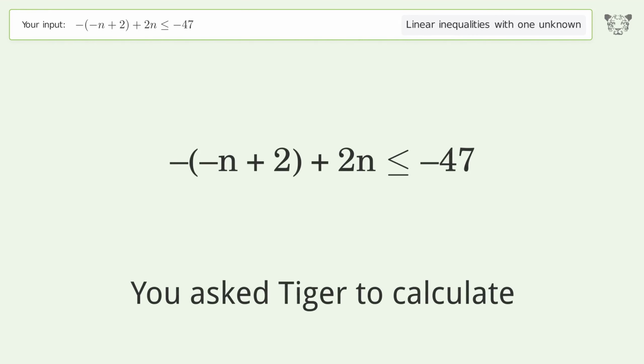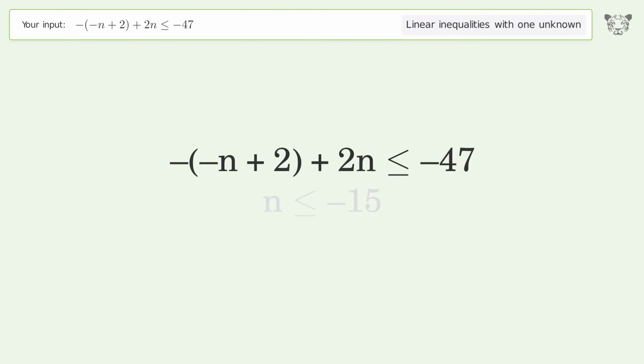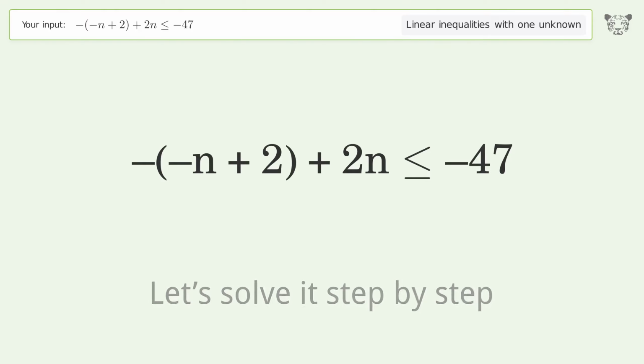You ask Tiger to calculate. This deals with linear inequalities with one unknown. The final result is n equal or smaller than -15. Let's solve it step by step.